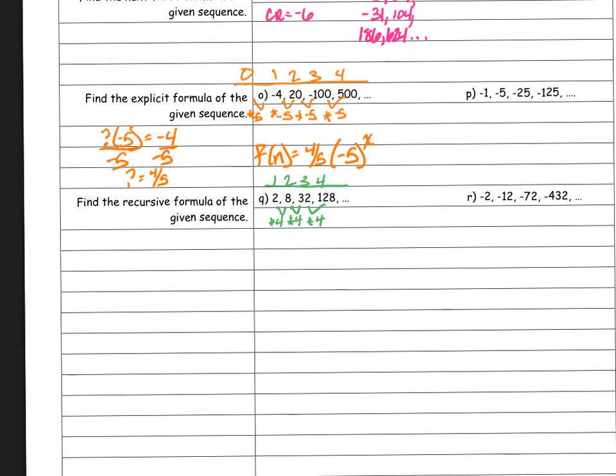So here we go. My next term equals my previous term times 4. And then I need my starting point. So f of 1 equals 2. Okay, that's all for a recursive formula. So go ahead and do it for letter R, and that will conclude our lesson for today.